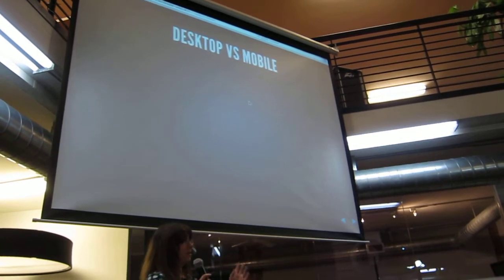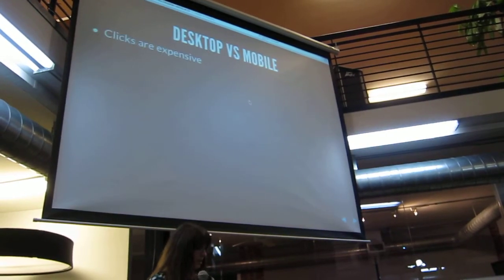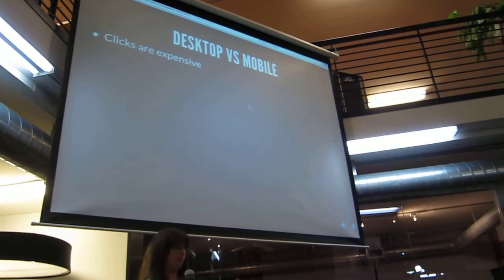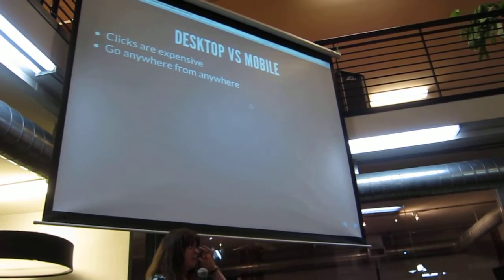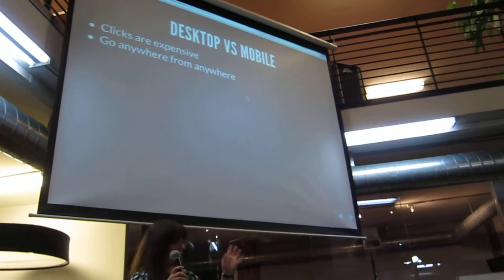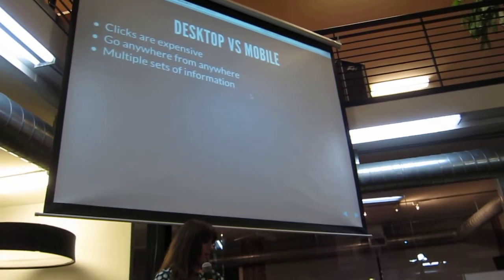So, just a few very simple differences. Desktop: you've probably all heard that clicks are expensive. Users don't like to click on their mouse. They like to be able to navigate, so you have your navigation bars. Users can go in, go out, go wherever they want from anywhere.